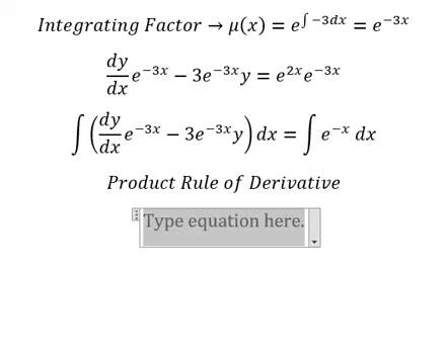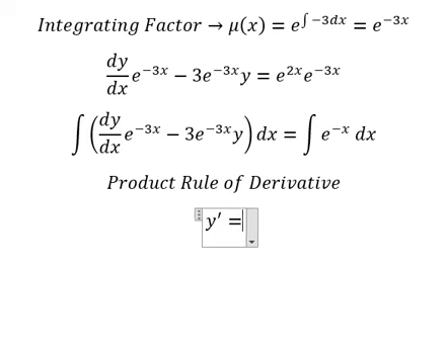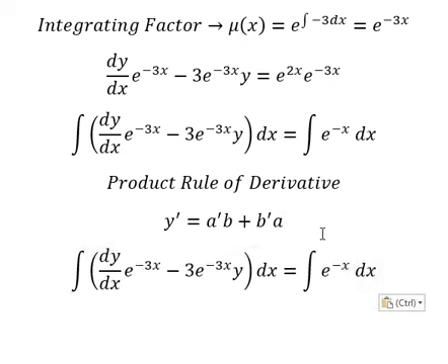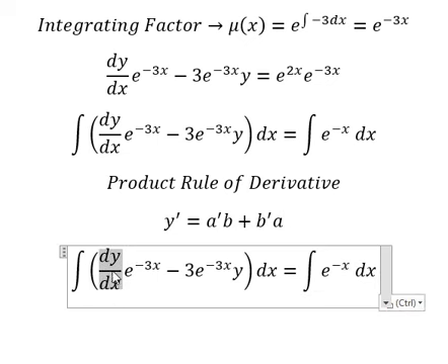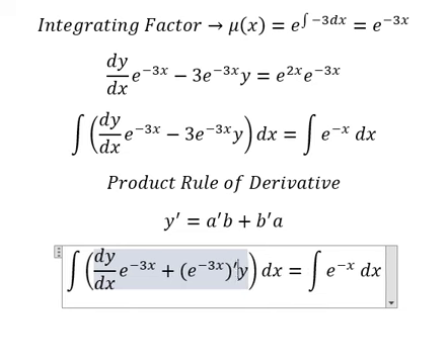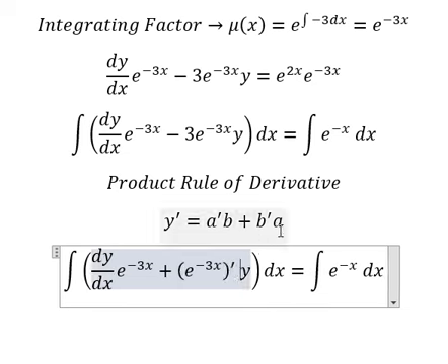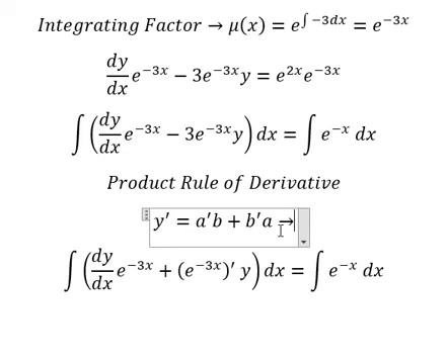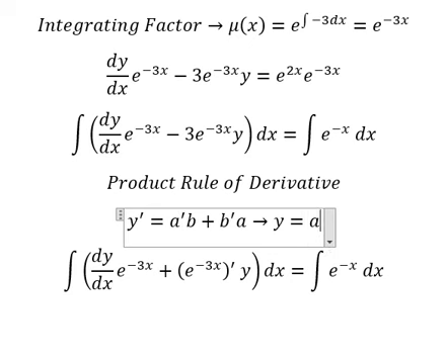So we have the first derivative of y equals the first derivative of a multiplied by b plus the first derivative of b multiplied by a. So we have the first derivative of a multiplied by b. This one we have the first derivative of b multiplied by a. So the integration of this one we have y equals ab.